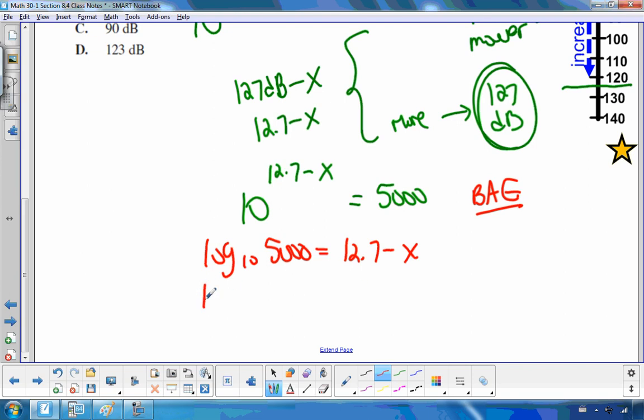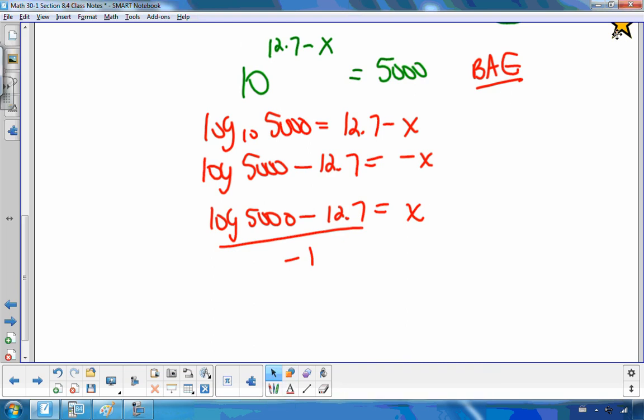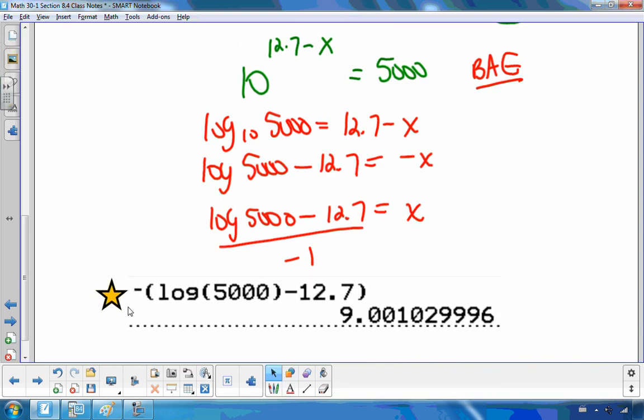So I'm going to subtract 12.7 from both sides. So log base 10 is just a common log, log of 5,000, equals negative x. And then I'll just divide both sides by negative 1. So log of 5,000 take away 12.7 divided by negative 1 equals x. And then I can just put that into my calculator to figure out what my x value is. Okay, so that would be 9.0. So the lawnmower would be 9 units below the noisemaker.